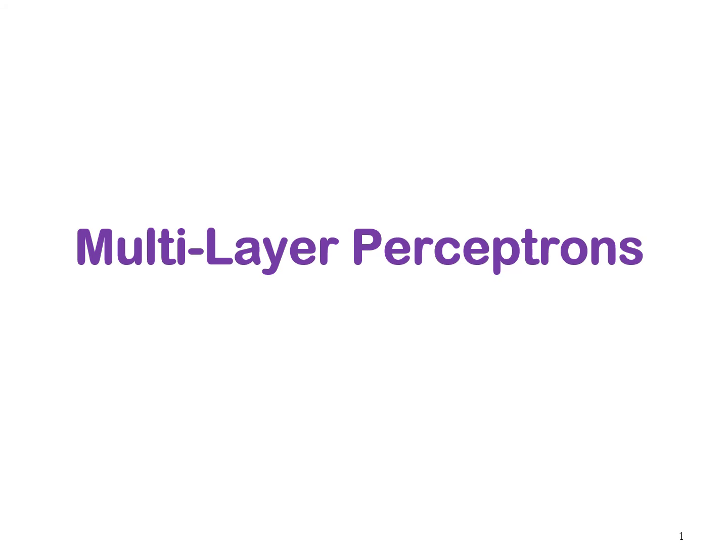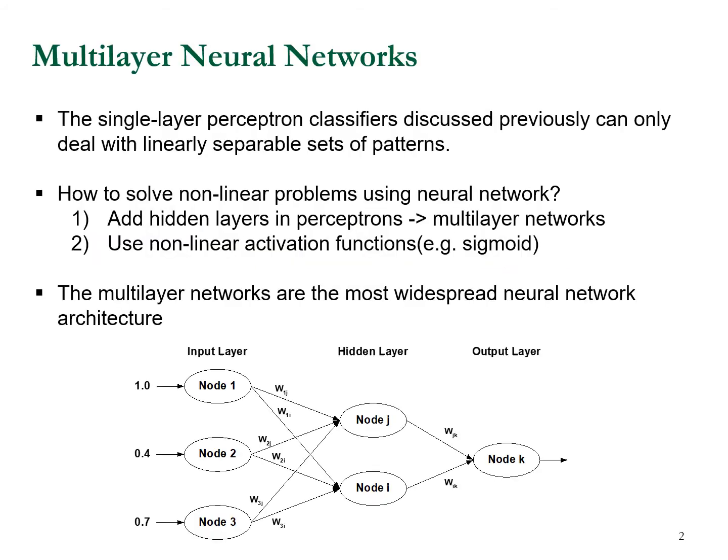Now let's move on to multi-layer neural network. So we have seen that the perceptron network is a linear classifier, which means perceptron network can solve linear problems only. But the vast majority of real-world problems are nonlinear problems. So that means there are very few problems we can solve by using perceptron network.